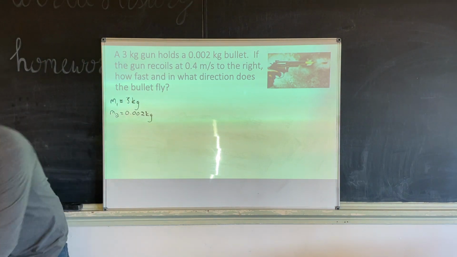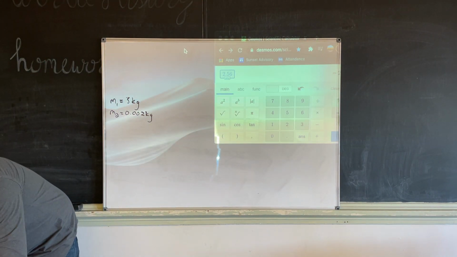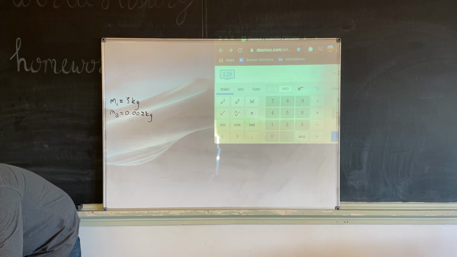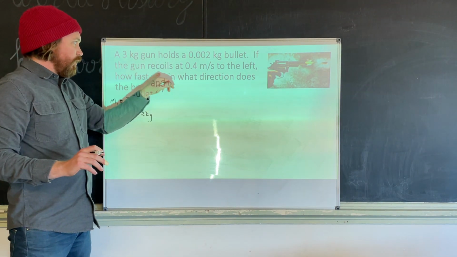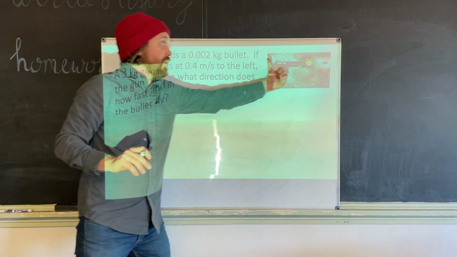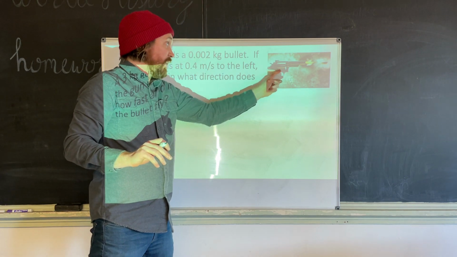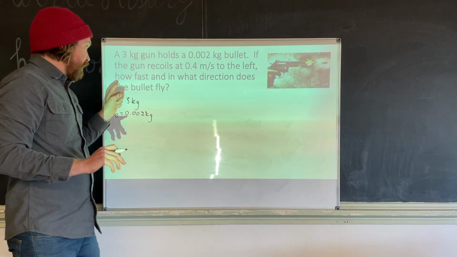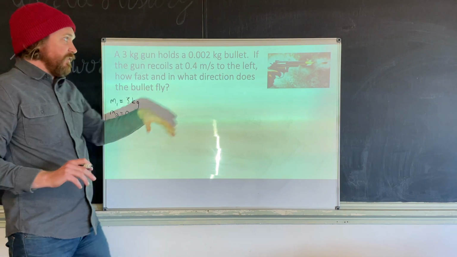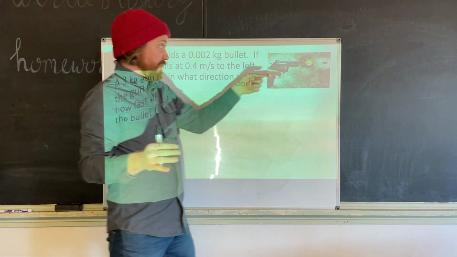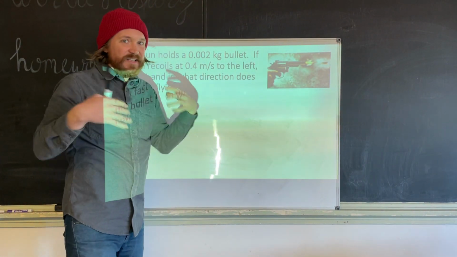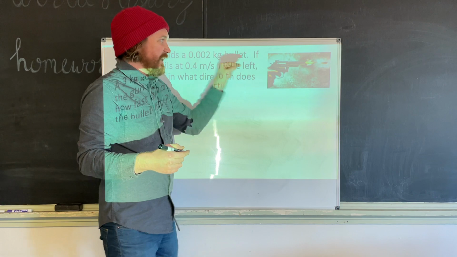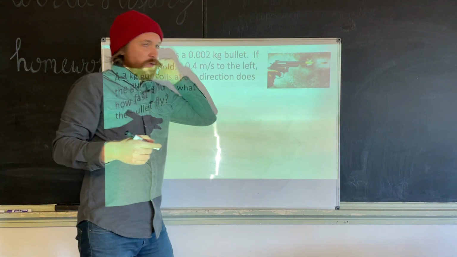In fact, just so that this matches what you're seeing on the screen, if the gun recoils at 0.4 meters per second to the left, right? So the gun, when you fire it, is going to go to the left. How fast and in what direction does the bullet fly? Well, we already know what direction the bullet's going to fly. The gun's going to go this way, the bullet's going to go that way. And just to keep with what we've seen before, let's say that right is positive and left is negative.